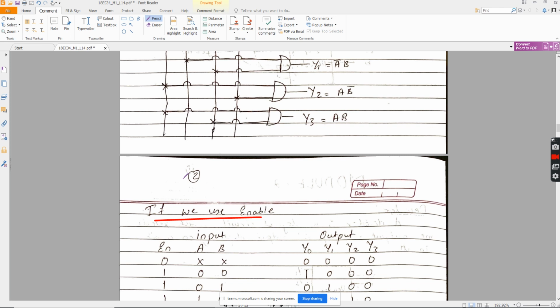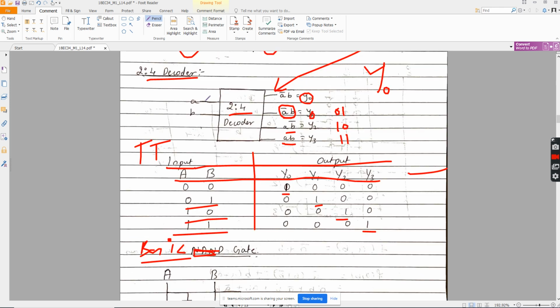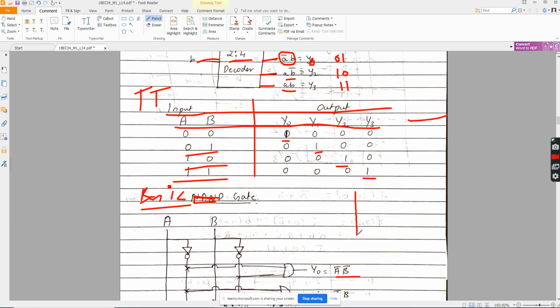What is active high? Look here. This decoder has only 2 inputs. So these 2 are active high inputs. Then there are 4 outputs, 1, 2, 3, and 4. So these all are active high outputs. Why? How am I deciding active high or active low?